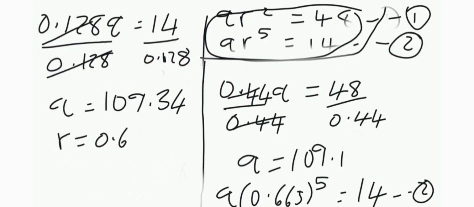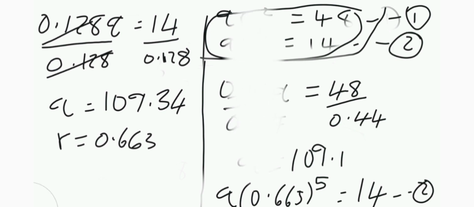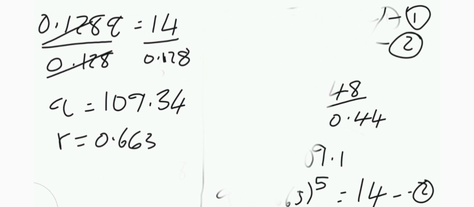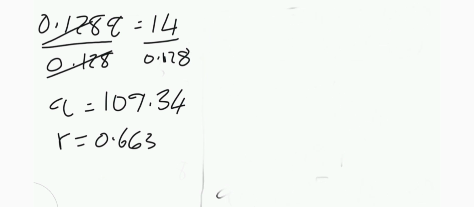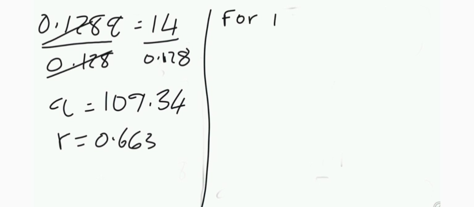So remember, the first term will be what? For the first term now, I'll be having A times R raised to power n minus 1. For the first term, that is 1 minus 1, and that is 0. So R raised to power 0 is what? It is 1. So A is what? A is 109.34. So my final answer for the first term will be 109.34.